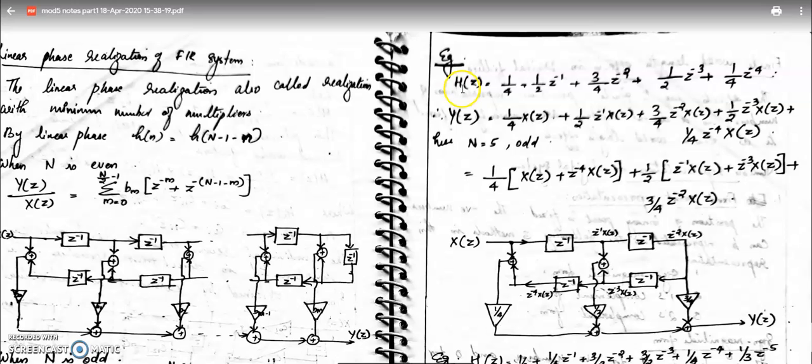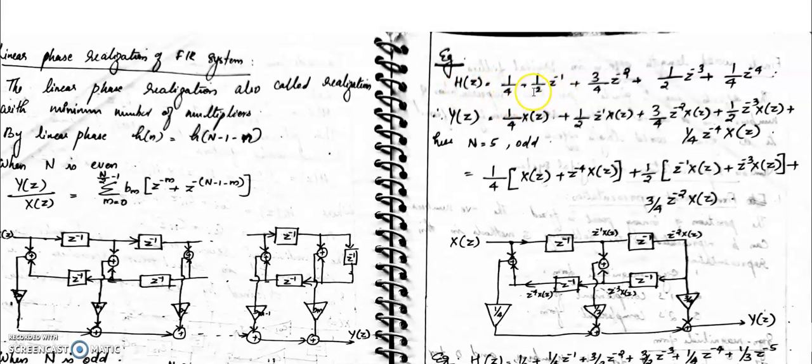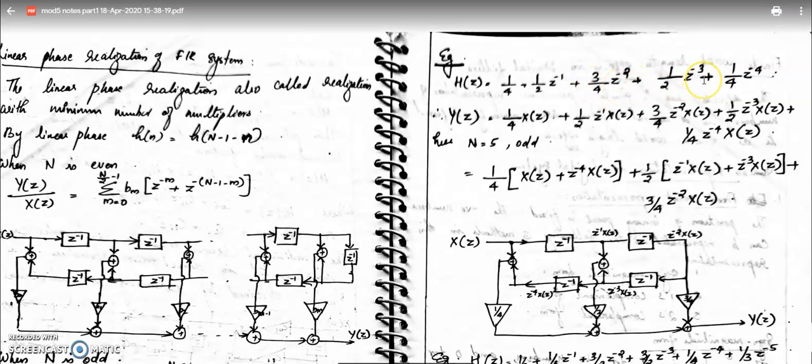This is a question you will get. H of z is equal to 1 by 4 plus 1 by 2 z inverse plus 3 by 4 z raised to minus 2 plus 1 by 2 z raised to minus 3 plus 1 by 4 z raised to minus 4. Here, what is the maximum power? That is minus 4. That is minus (N minus 1). N minus 1 is 4. So N is equal to 5. So it is an odd value of N. So here in this equation N is equal to 5.